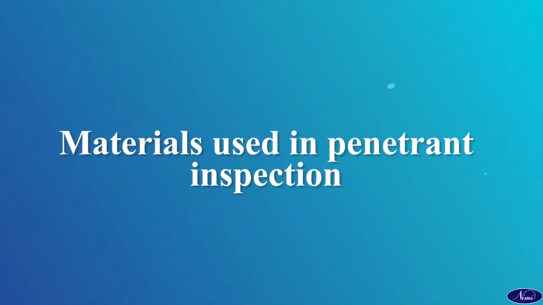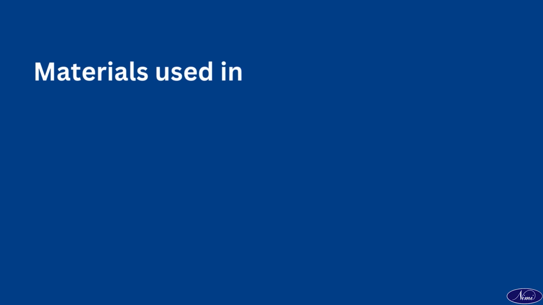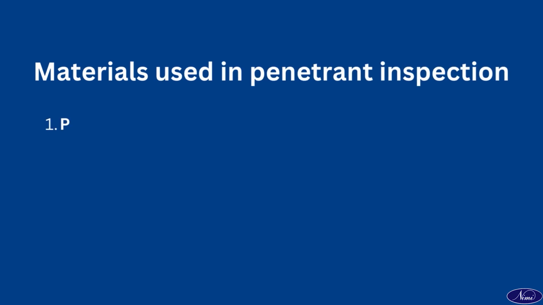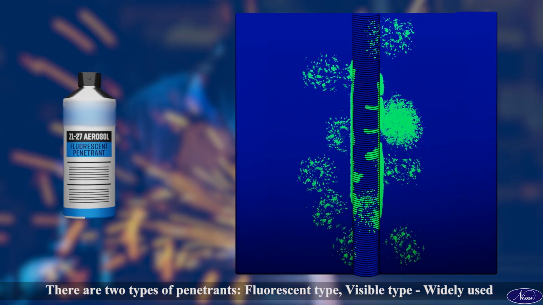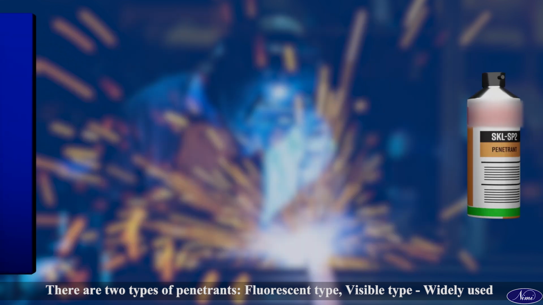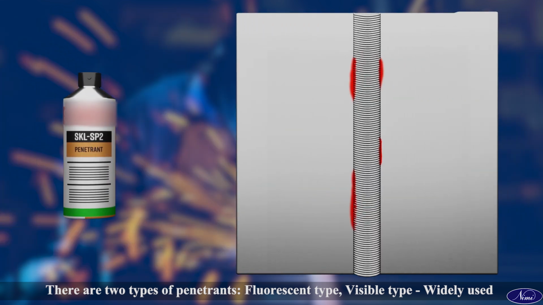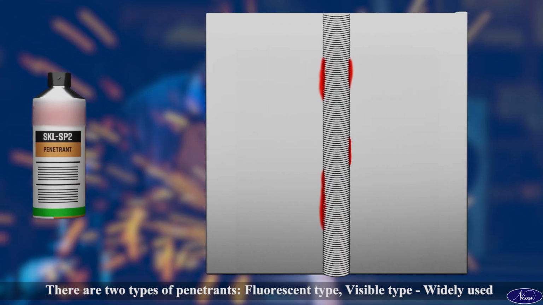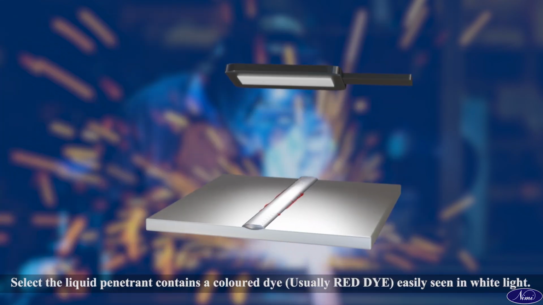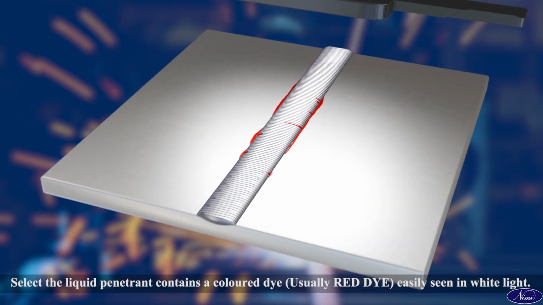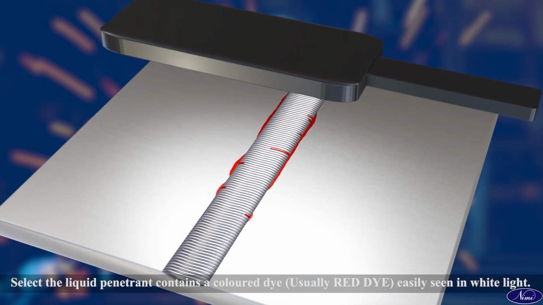Materials used in penetrant inspection include penetrant, cleaner, developer, lint-free rag, and emulsifiers if required. Penetrant: there are two types of penetrants, fluorescent type and visible type, and the visible type is widely used. The liquid penetrant contains a colored dye, usually red dye, easily seen in white light.